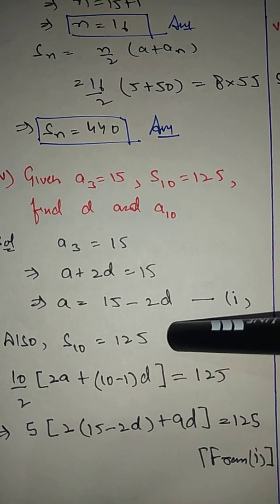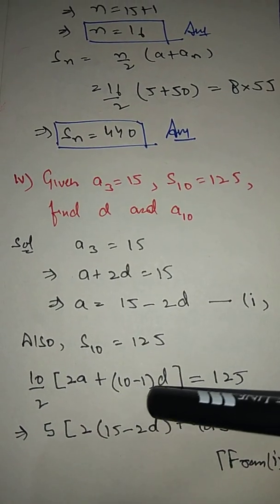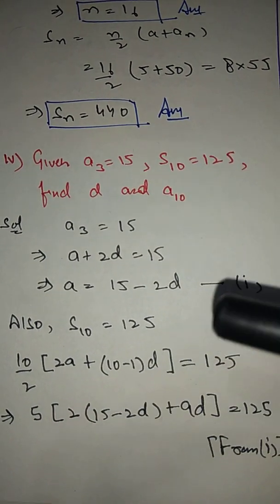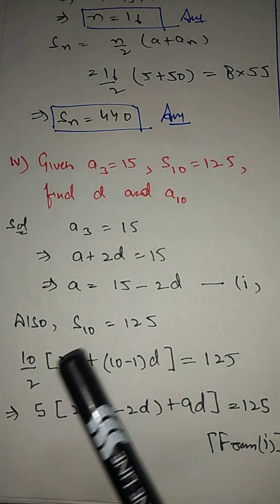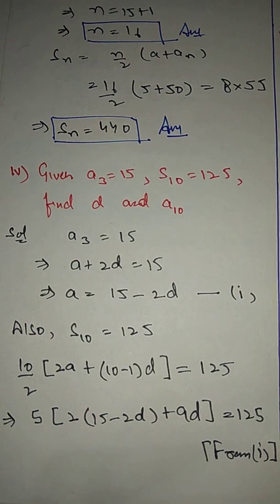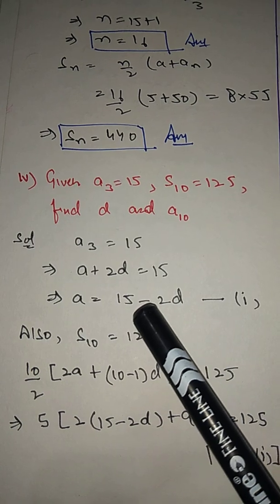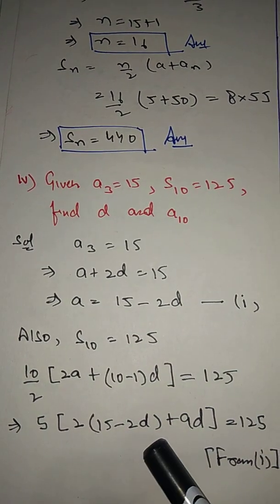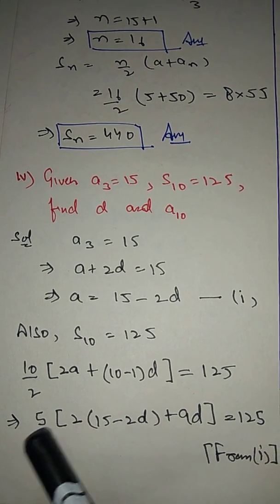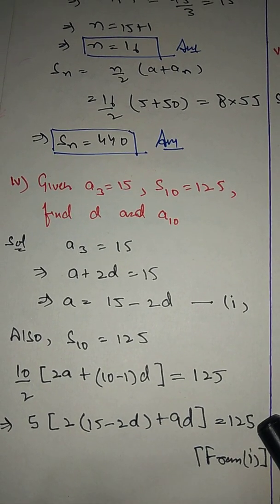S10 is given as 125. S10, that is 10 upon 2 into 2a plus 10 minus 1 into d, because we know that Sn is equal to n upon 2 into 2a plus n minus 1 into d. So it becomes 10 upon 2 because n is 10, 10 upon 2 into 2a plus 10 minus 1 into d is equal to 125. 10 upon 2 gives us 5. 2 into value of a, from equation 1 we can use 15 minus 2d. 10 minus 1 is 9 into d is equal to 125. So it becomes 5 into 2 into 15 minus 2d plus 9d is equal to 125.